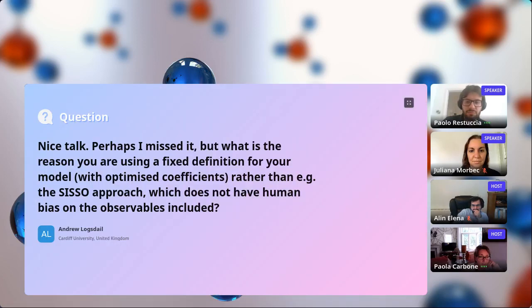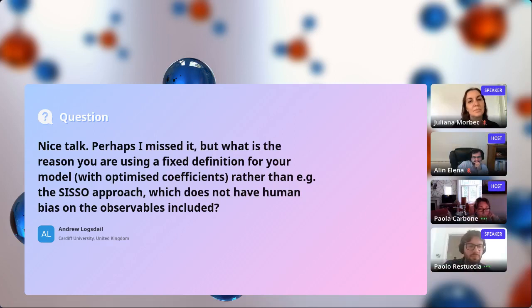Nice talk. Perhaps I missed it, but what is the reason you are using a fixed definition for your model with the optimized coefficients rather than using, for example, the SISSO approach, which does not have human bias on the observables included? That's a very good question.